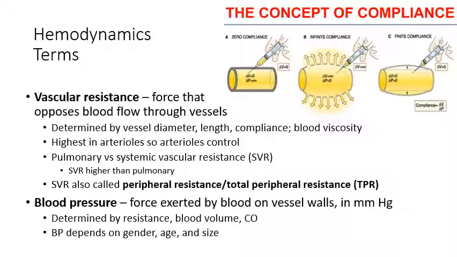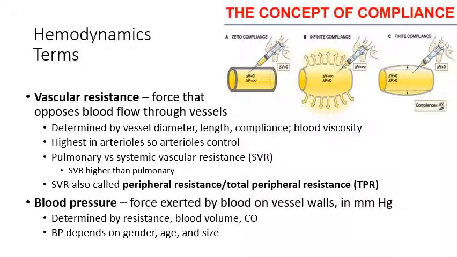In general, the vascular resistance is going to be highest in the arterioles. You have a lot of arterioles and they have a very small diameter, very small lumen, which means that they're going to have a higher resistance than the larger arteries have. So that means that when you're controlling vascular resistance, you're mostly doing that in the arterioles. The other arteries do contribute to vascular resistance, but just not as much as the arterioles do.